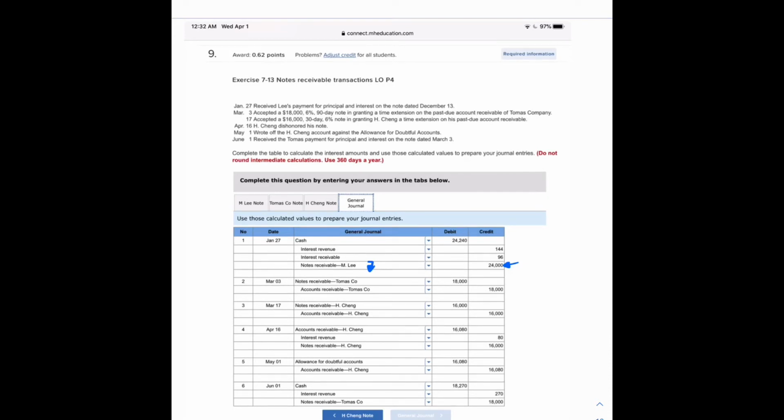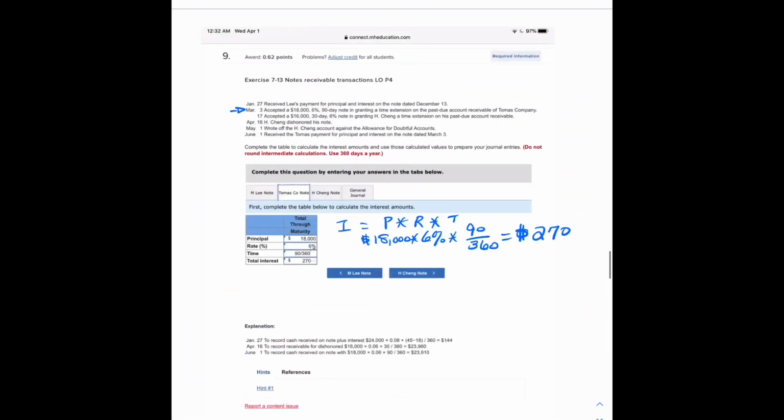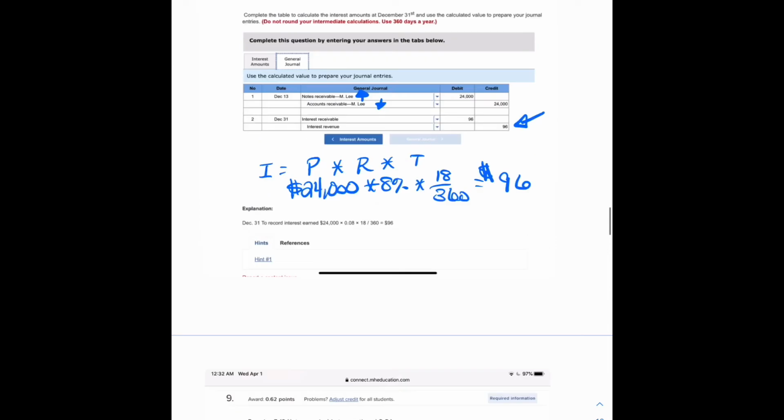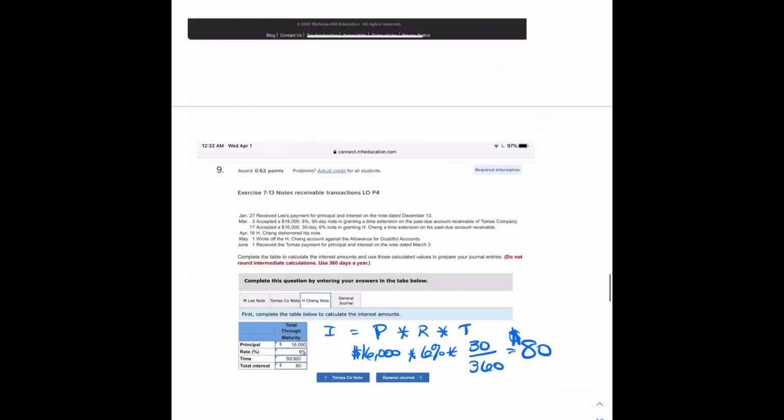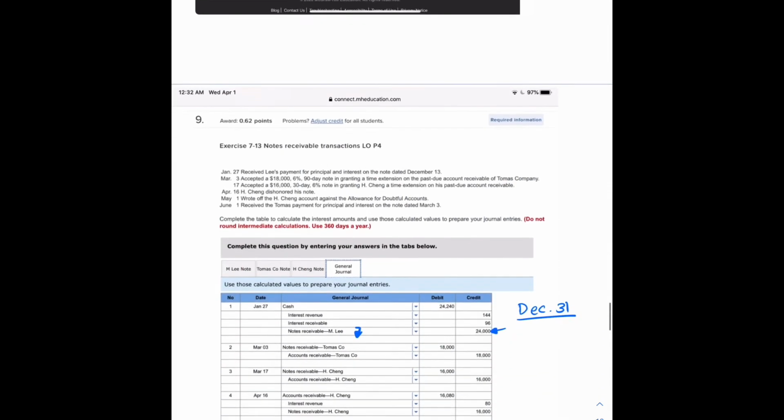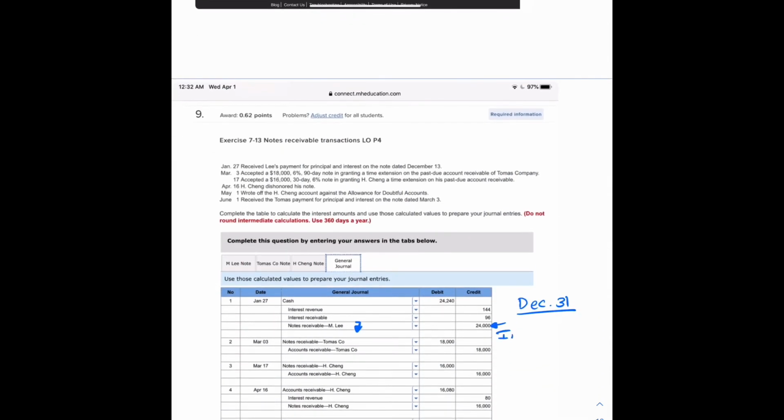So when we did this entry on December the 31st, I'm just going to jot down real quick what we did there. All right, so if we scroll back up, I think we did it. Yes. So what we did is we debited interest receivable and we credited interest revenue. So I'm just going to jot that down now that we've shown you where this is coming from. We debited interest receivable, credited interest revenue, both for $96.